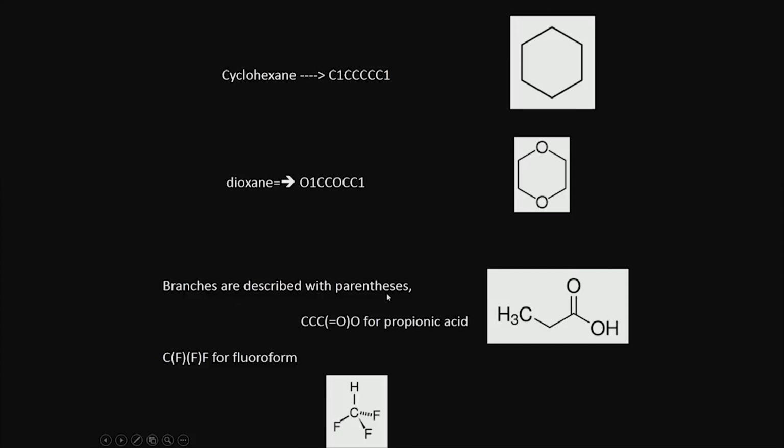And branches are described in parentheses. So if I want a ketone, I have 3 carbons and there is a double bond O on this carbon, as well as a single bond O with this carbon. So as you can see, I have an acid here, that is propionic acid. So I have carbon, carbon, carbon, this carbon has a double bond O and this carbon also has a single bond O. For fluoroform, we have a carbon, there is an F with this carbon, there is another F with this carbon, and this carbon and F are connected. So, fluoroform.